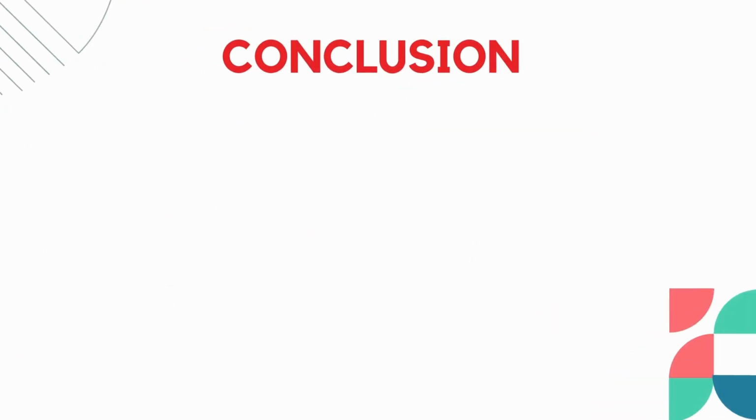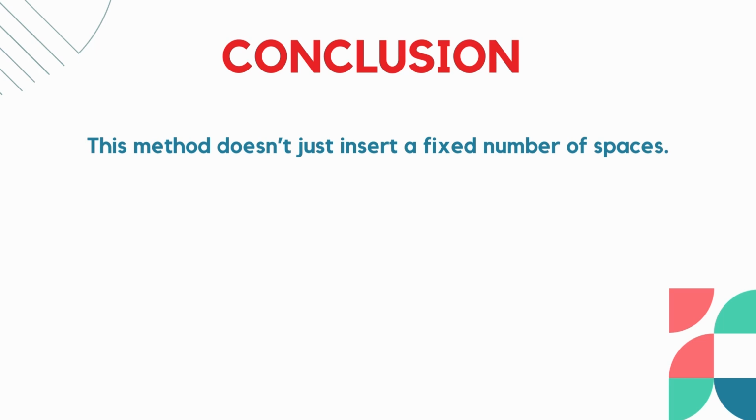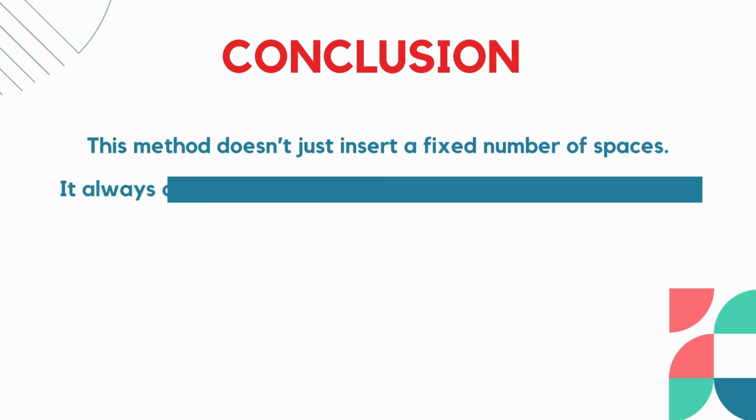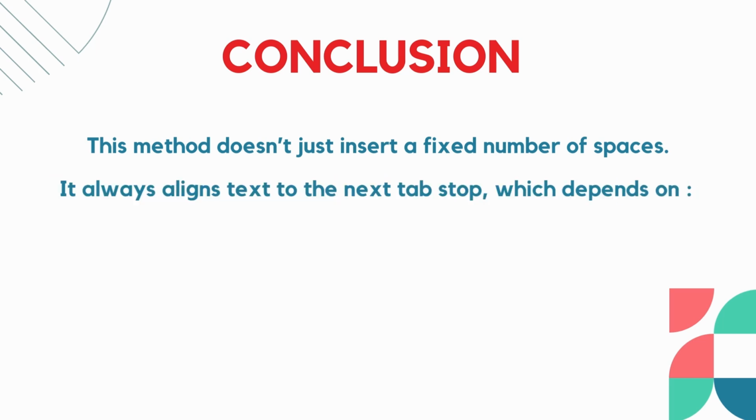So, as you can see, the expandtabs method doesn't just insert a fixed number of spaces, it always aligns the text to the next tab stop, which depends on the tab size and the current position in the line.